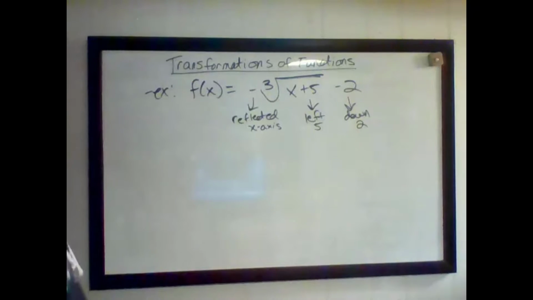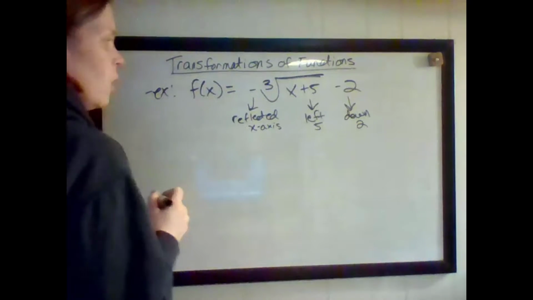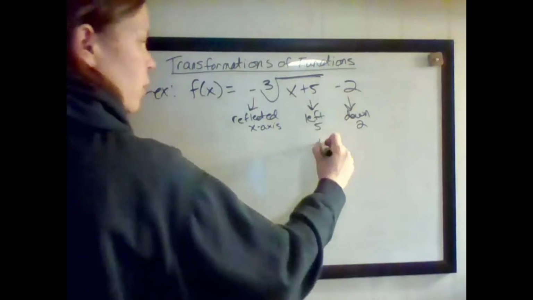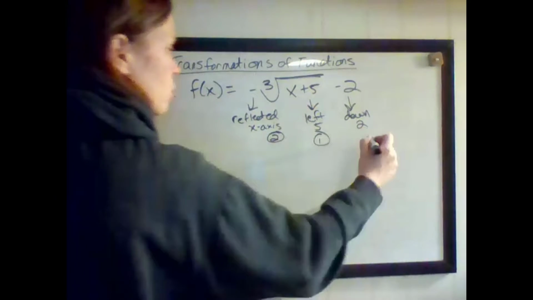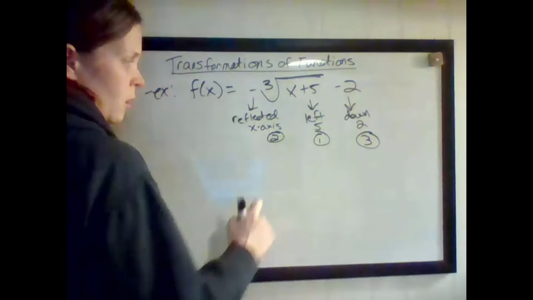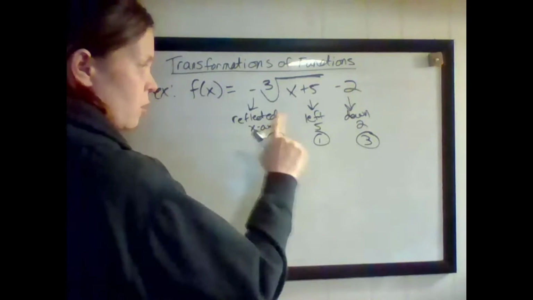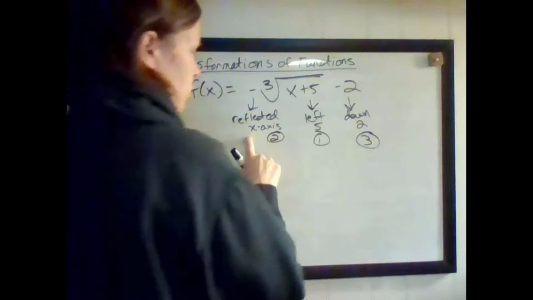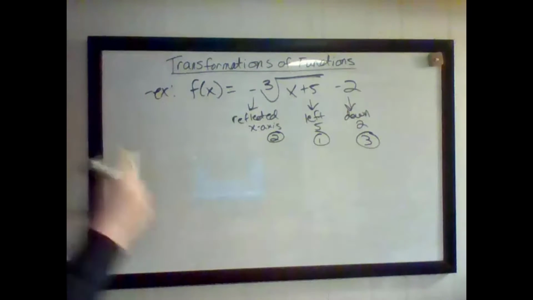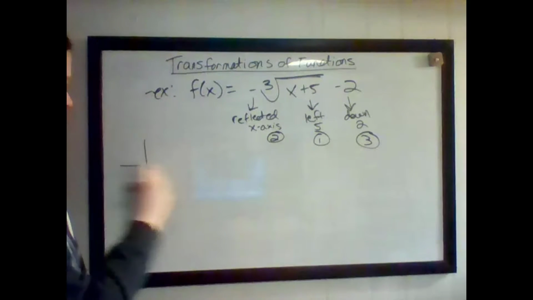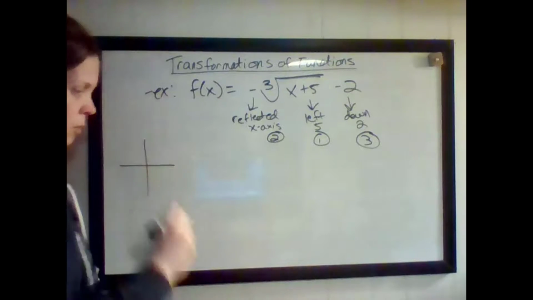So the 2 is on the outside, so that means up or down. Minus means down. Okay, so in my order, 1, 2, 3. I didn't have any stretching or shrinking, so I could skip that one and jump to reflecting and vertical. So first of all, let's sketch my general one.